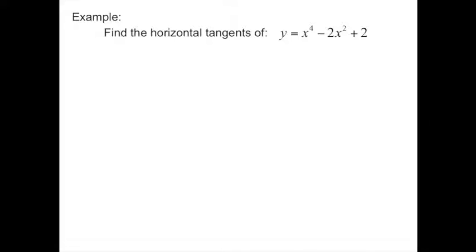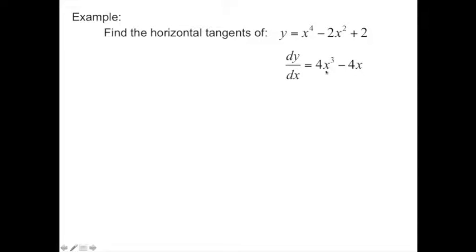And so let's look at this first example here. It says find the horizontal tangents of x to the 4th minus 2x squared plus 2. So first, when we talk about horizontal tangents, we're talking about horizontal being 0 slope. So we're looking at the derivative here, and when I say derivative, you think slope. So the derivative is bring down the 4, reduce the power to a 3, bring down the 2, multiply it by 2, get a 4, reduce the power to 1, derivative of a constant is 0.